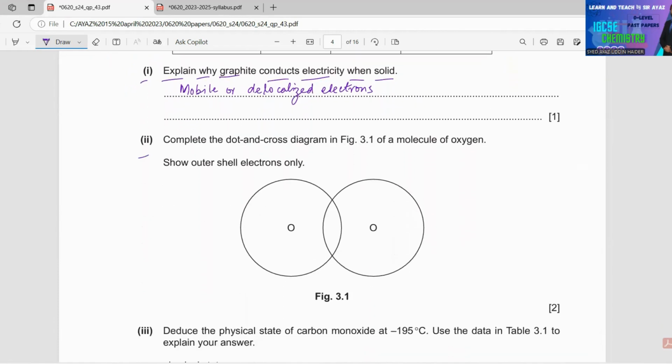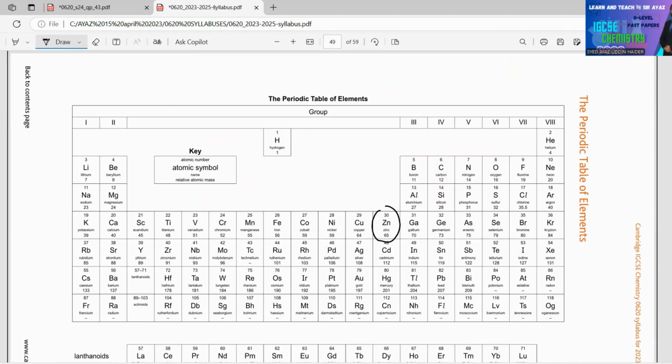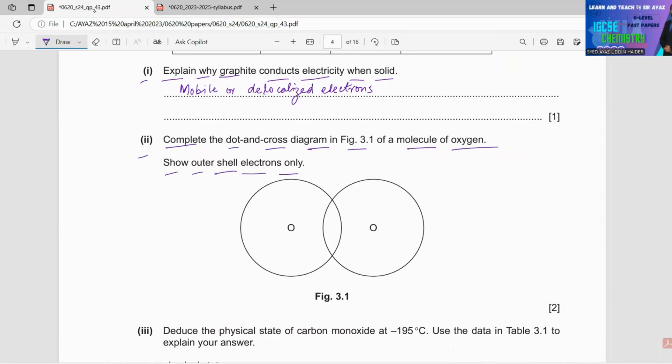Moving to the next part, which is part 2: complete the dot and cross diagram in figure 3.1 of a molecule of oxygen. Show outer shell electrons only. Where is oxygen? Here is oxygen in the periodic table. It's in group 6, which means it needs 2 electrons to complete its valence shell. So both of these oxygen atoms need 2 electrons to complete the valence shell. So they will share 2 of their valence electrons.